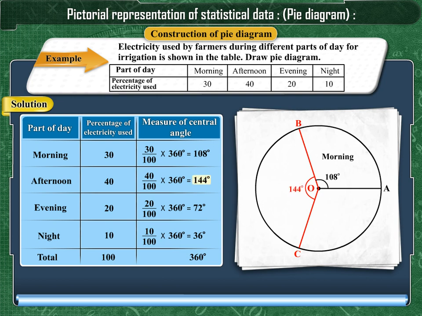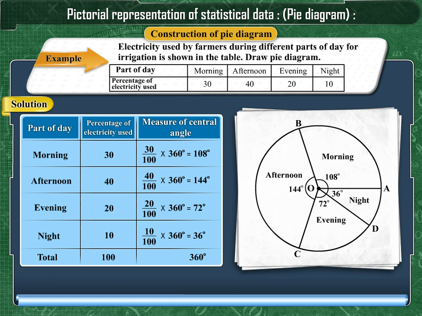Substituting the given values, we get 75 is equal to expenditure on cement upon 5,40,000 into 360. Therefore, expenditure on cement is equal to 75 upon 360 into 5,40,000. On simplifying, we get the expenditure on cement is ₹1,12,500. In the same way, we can find the expenditure on other items by using the formula: expenditure on an item is equal to theta upon 360 into total expenditure.